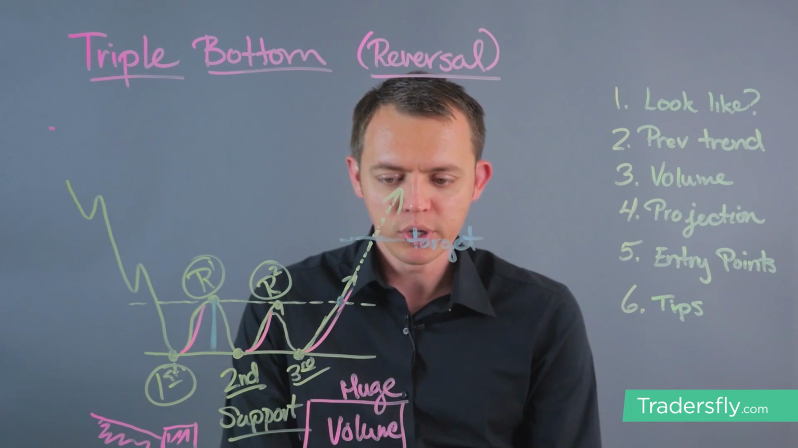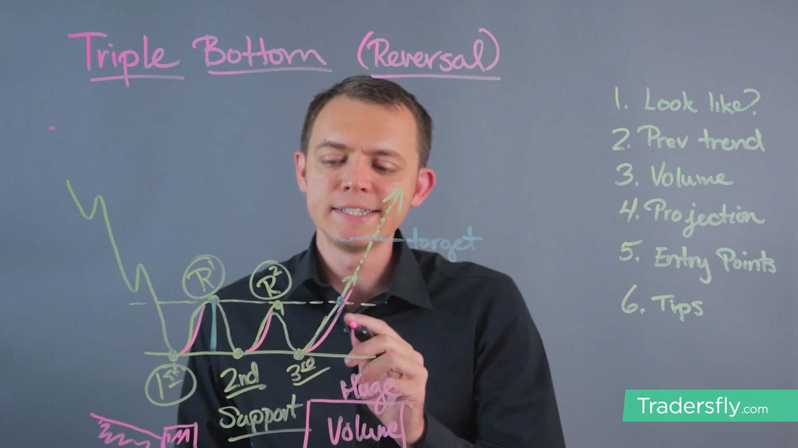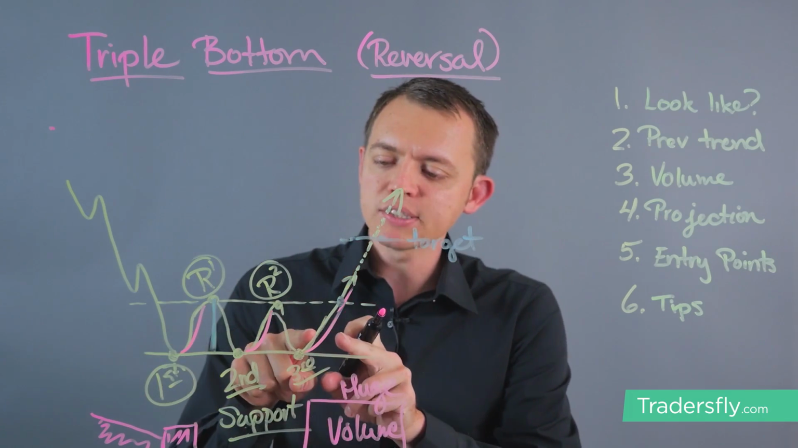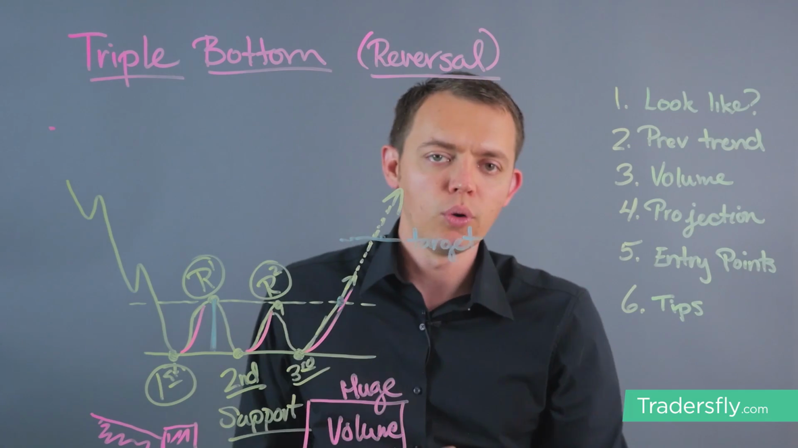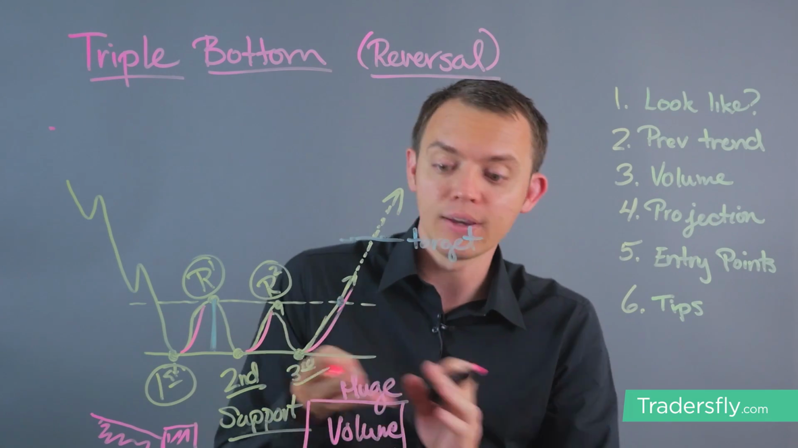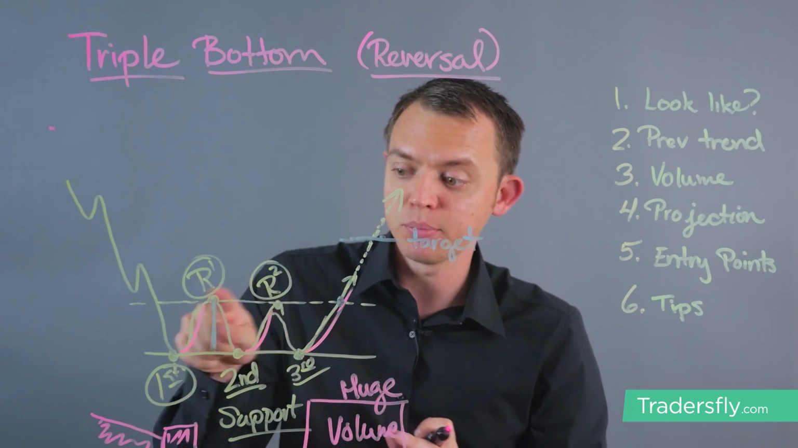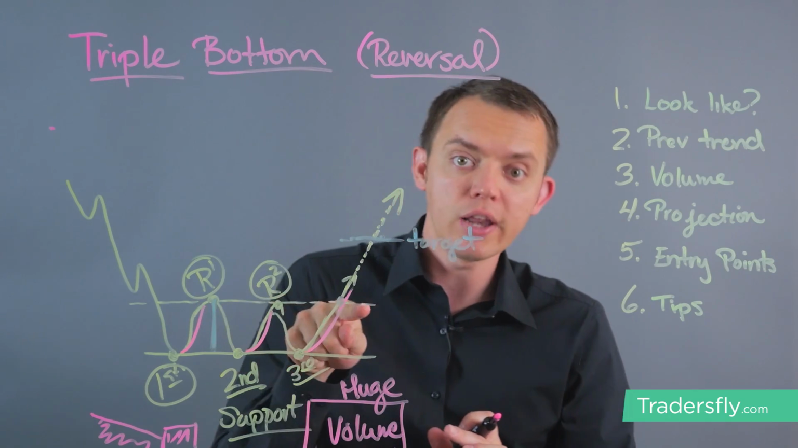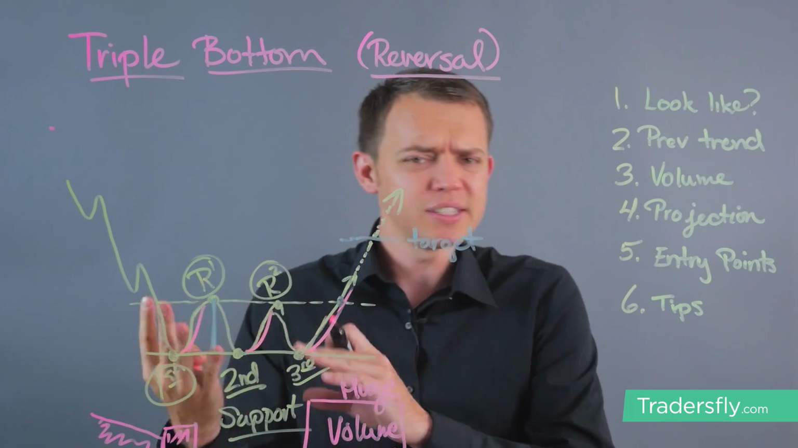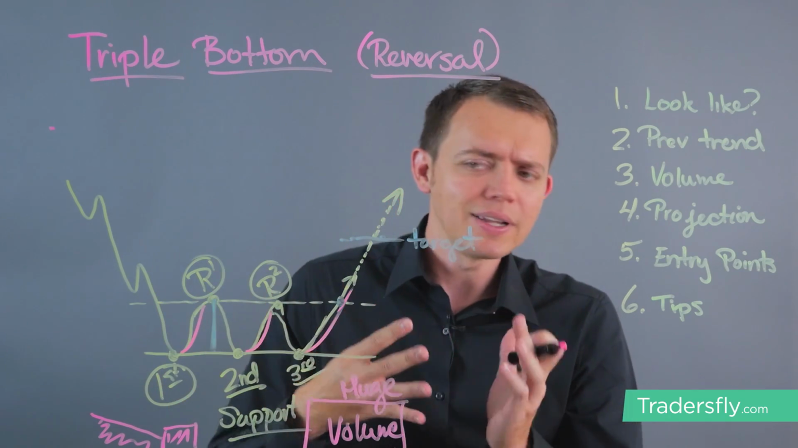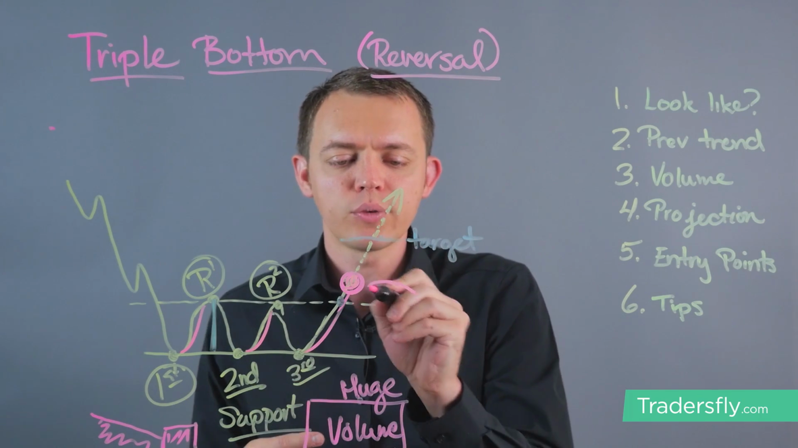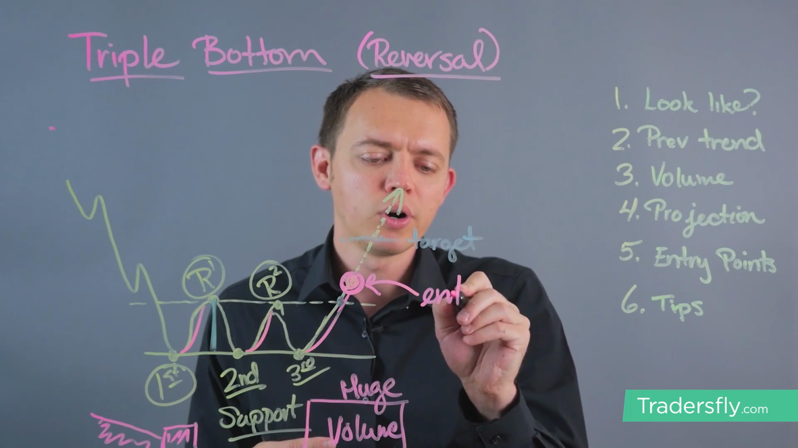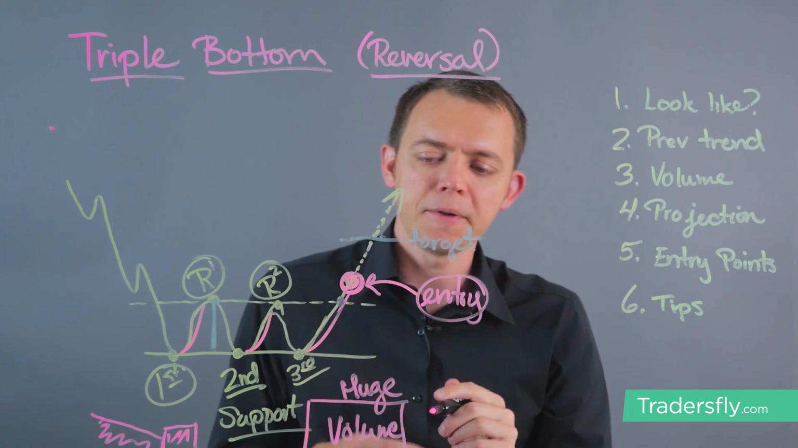As far as entry points go, you could get in on these bounces, but you don't know if these bounces will continue or roll over into the next down leg, because this could actually be a double top. It could even create a triple top, right? So you see how these patterns could look like something else. Instead, the better approach is to wait for that breakout right there, and this could be your entry point.